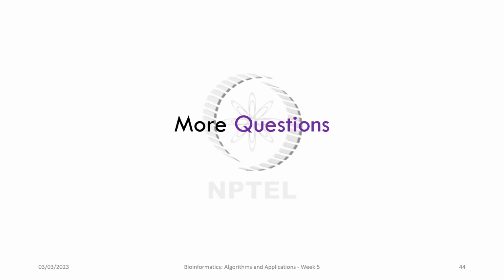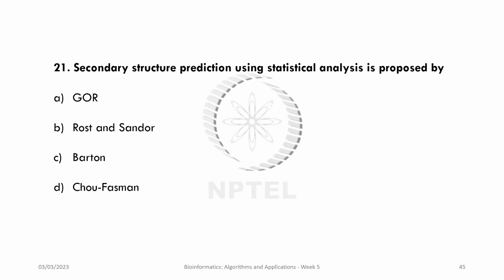So, I have another 2 or 3 MCQs. Secondary structure prediction using statistical analysis is proposed by. This is the first method. Thank you, Akriti and Mamtashri, Devangana, Hardi, Lisa, Nagamani. Okay, all of you are right. It's proposed by Chou Fasman.